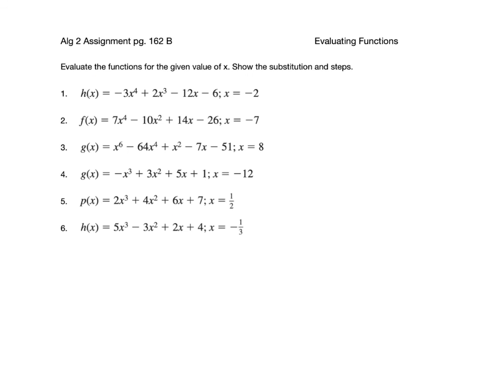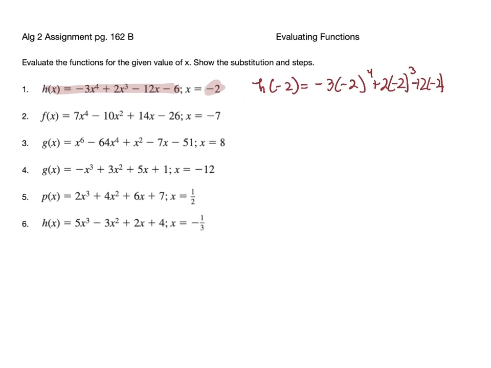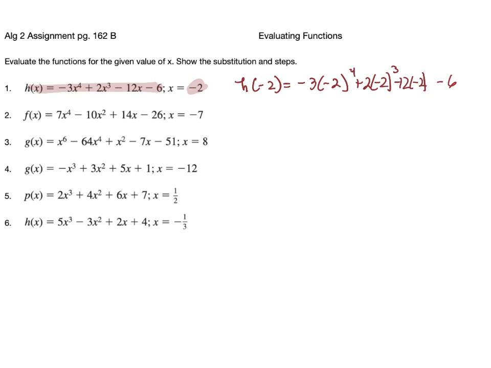And then this is what your assignment looks like. Okay, so here's your function. They tell you what to plug in for x. So this first problem, you would start with h of negative 2 equals negative 3 times negative 2 to the 4th plus 2 times negative 2 cubed minus 12 times negative 2, running out of room, minus 6. That's really messy, but that's how you start it. And then again, you just work on this right-hand side till you get down to your final answer. Should take care of that section from Monday.